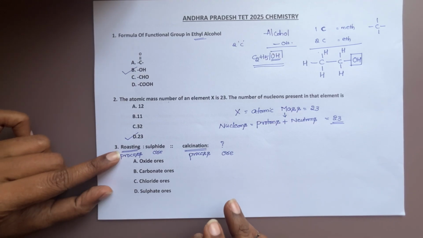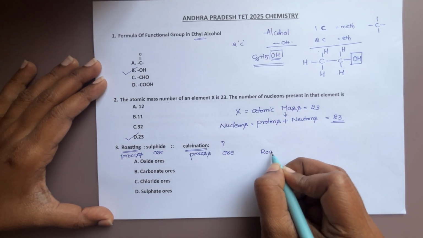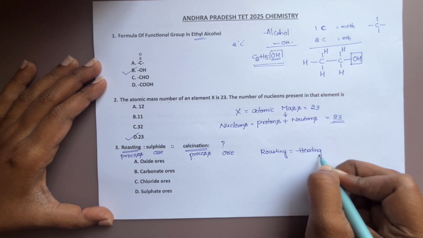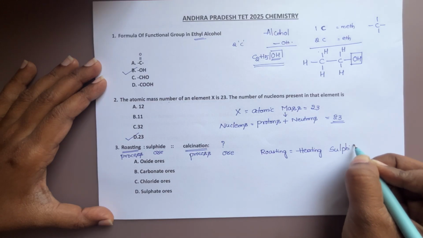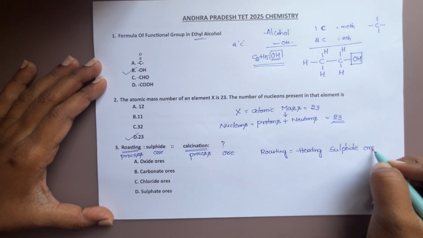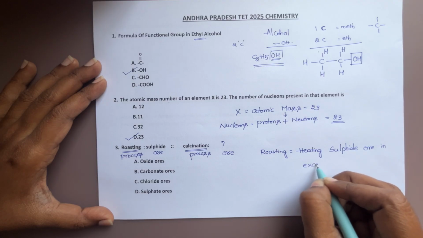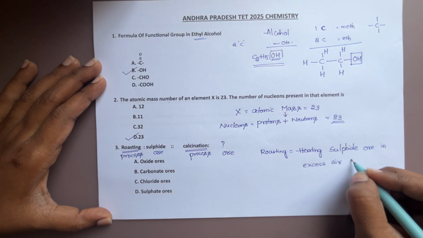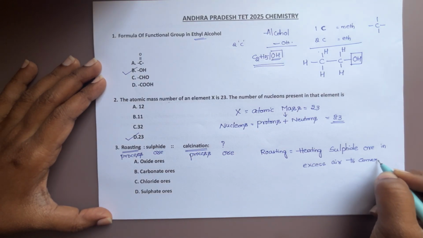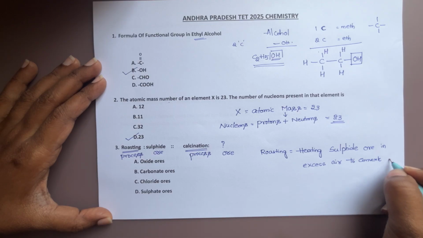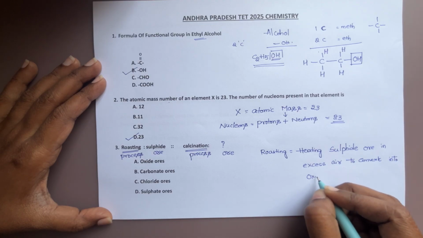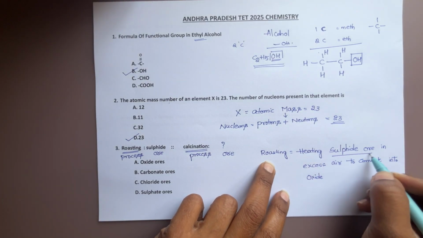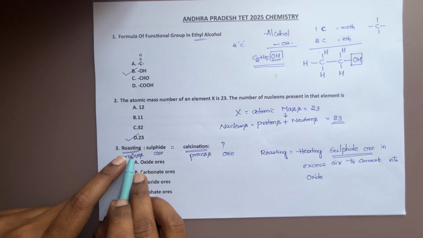Now let us see what is meant by roasting. Roasting is nothing but heating sulfide ore in excess oxygen, in excess air. After heating, the sulfide ore is converted into oxides. This is roasting. The roasting process is for sulfide ores only. That's why they have directly given roasting for sulfide ore.